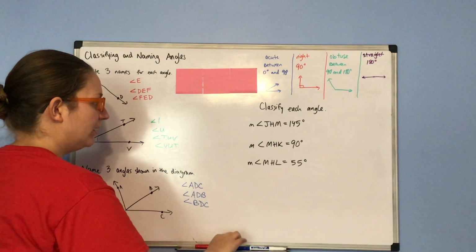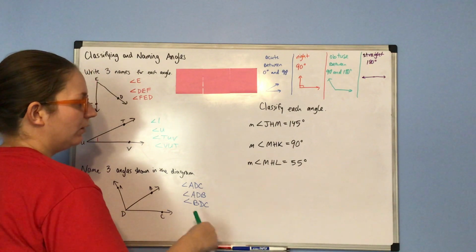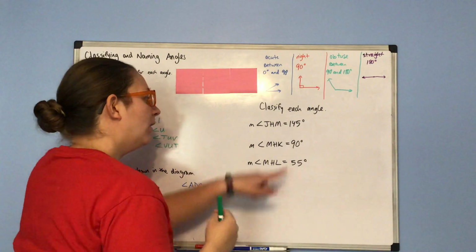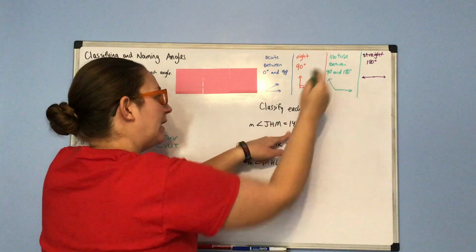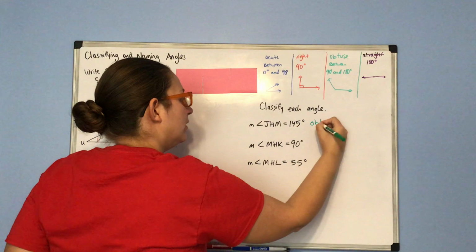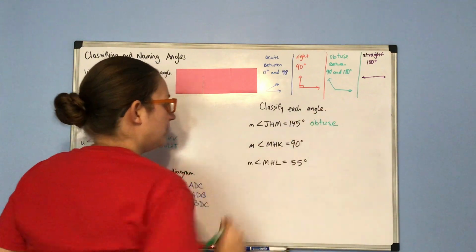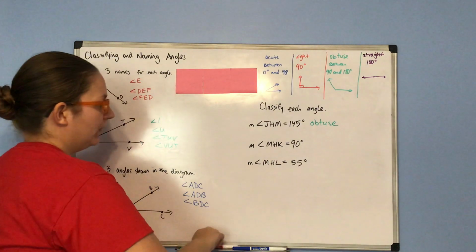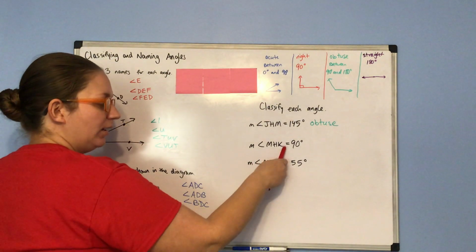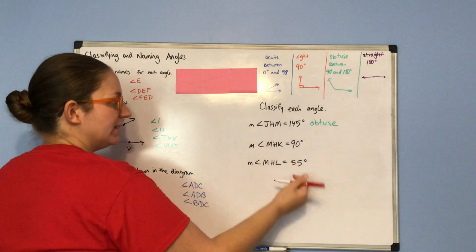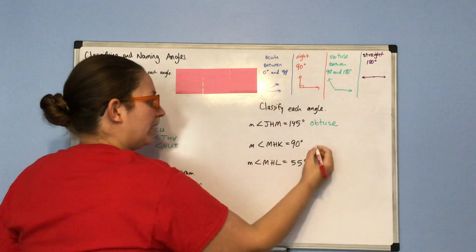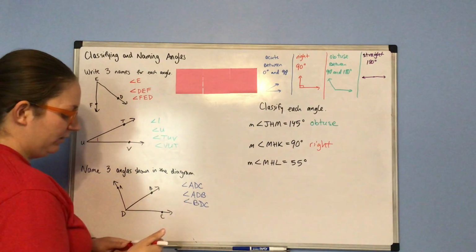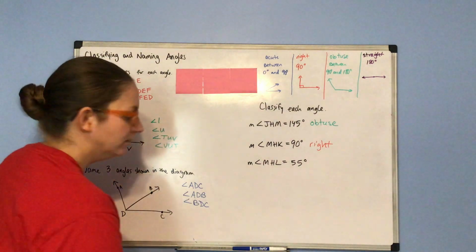So let's classify these using one of these 4 names. First up, you have an angle. The measure of that angle, JHM, is 145. 145 is between 90 and 180. So angle JHM is an obtuse angle. Next up, we have angle MHK. The measure of angle MHK is 90. When we're 90 right on the money, that's a right angle. You don't have to write the word angle, but you can if you really want to.